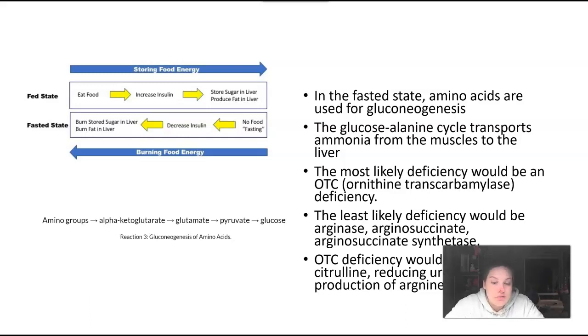So the most likely deficiency of this infant would be an ornithine transcarbamylase deficiency, or OTC deficiency, due to several factors. The reduced citrulline would be expected in this condition because ornithine is used to synthesize citrulline. So although it's considered within normal range, the value is decreased, which points to an OTC deficiency. And the least likely deficiency would be arginase, argininosuccinate lyase, and argininosuccinate synthetase, because these happen downstream of the ornithine transcarbamylase. So without it, it affects the processes, ultimately reducing the urea cycle and the production of arginine.